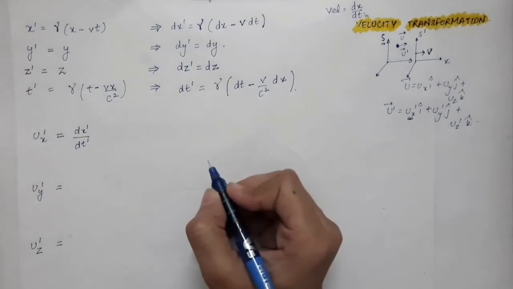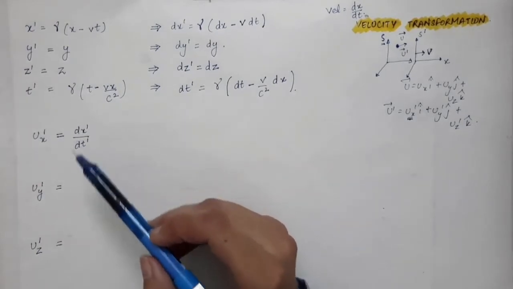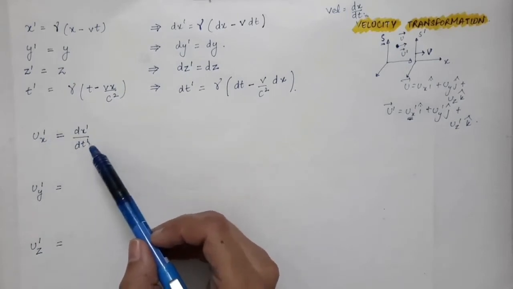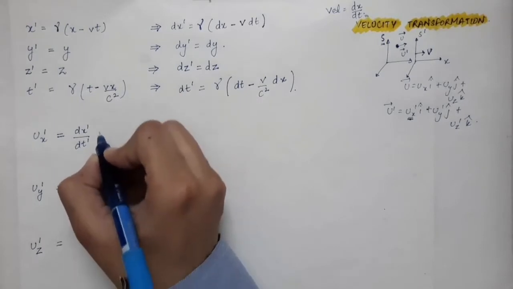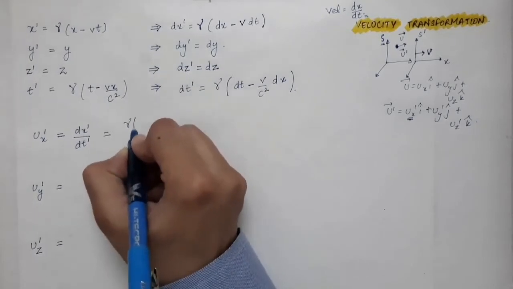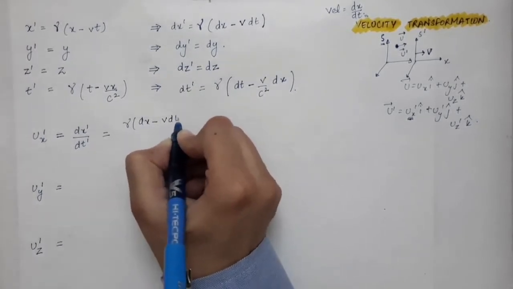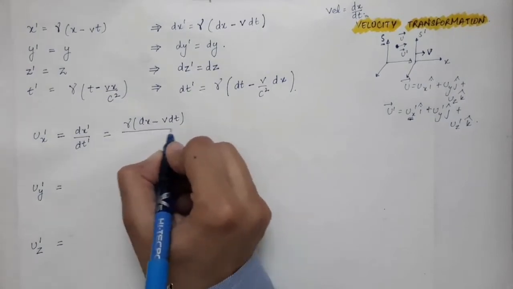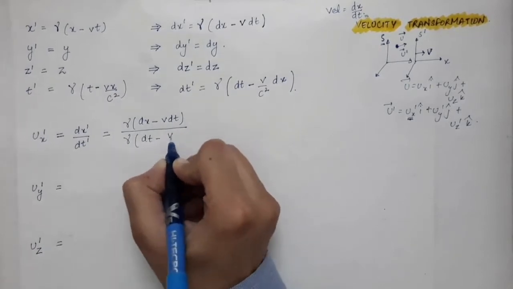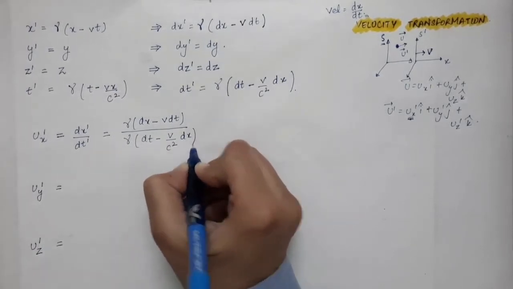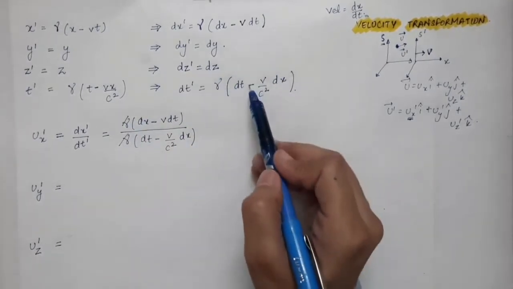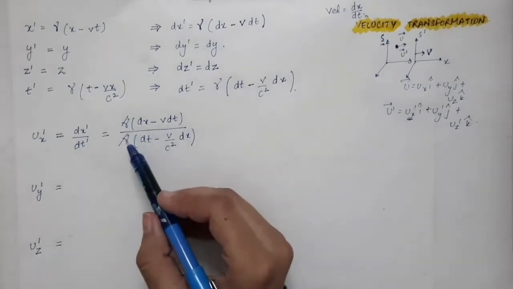So this is the definition of velocity. This is how we find the velocity. So ux prime is given by dx prime by dt prime, and this will be equal to, so dx prime we have already found, that is gamma times dx minus v dt. So that is dx prime divided by dt prime, and dt prime is gamma times dt minus v by c square dx. So this gamma will cancel with this one. We have just substituted these two equations over here. So this will cancel with this one.